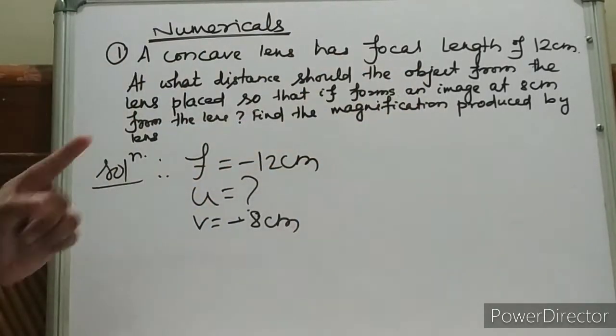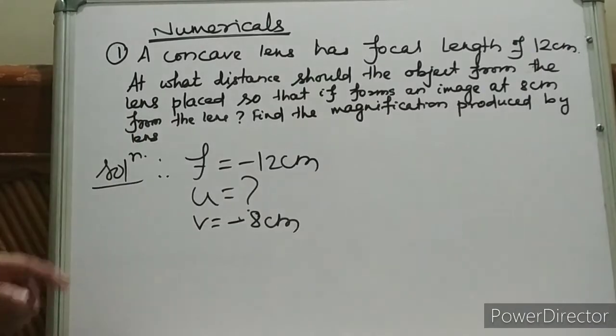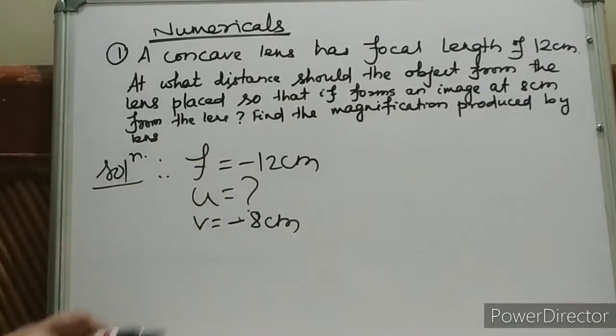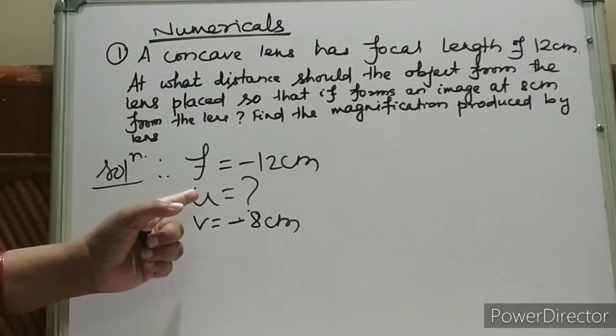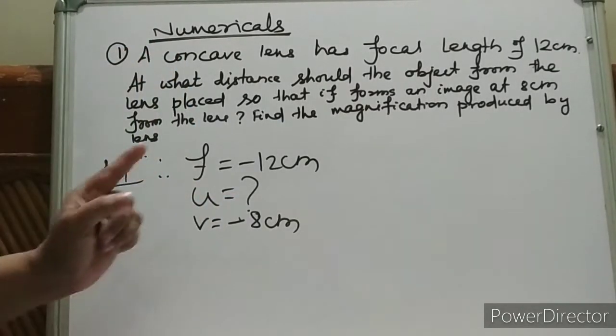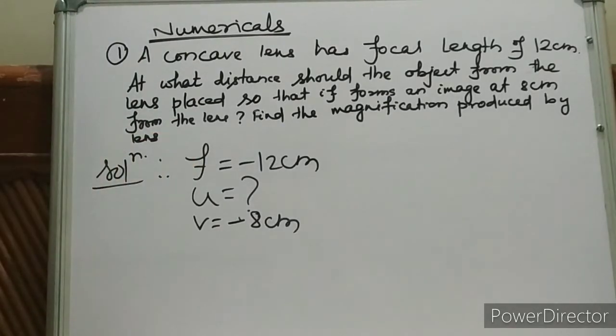Find the magnification produced by the lens. You might have noticed I have put a minus sign against the image distance value. Why minus sign? We know a concave lens produces a virtual image.